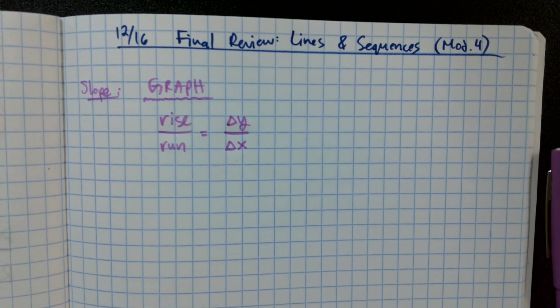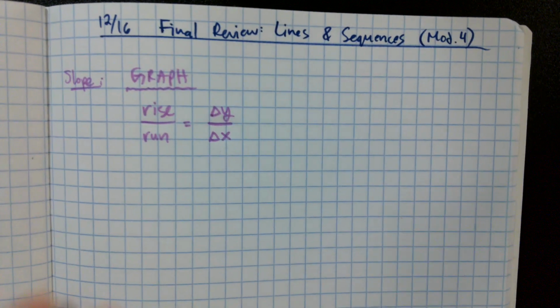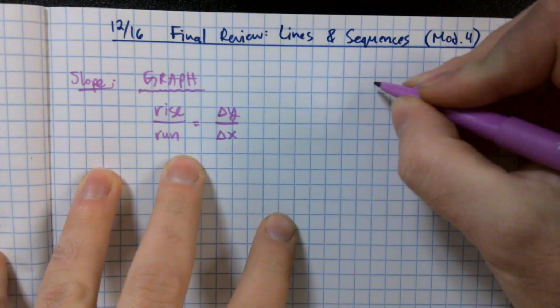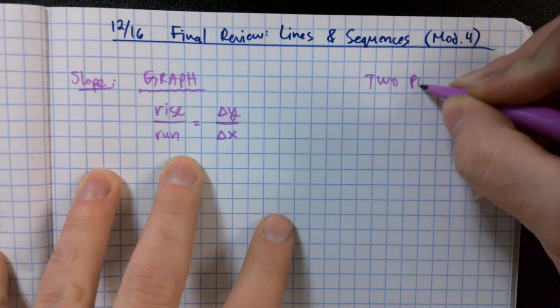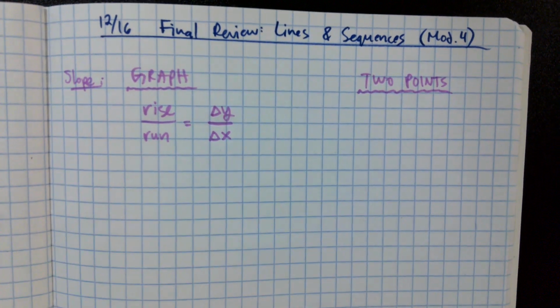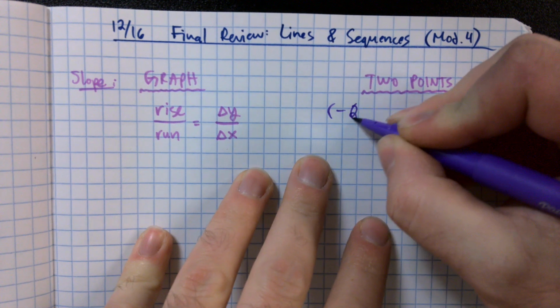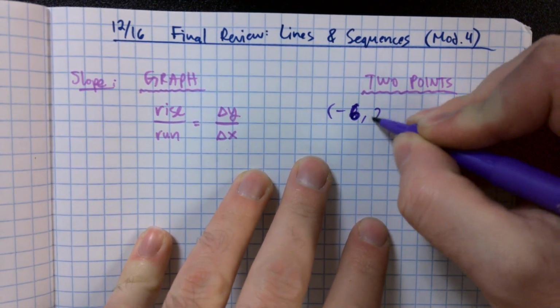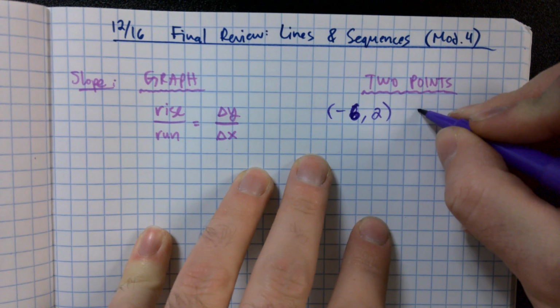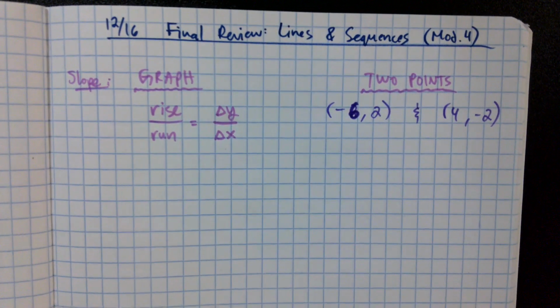All right, now this is super Math 7 review, so we're not going to look at a graph and figure out how to do that. We should already know how to find the slope from a graph. I just want to write that down so we don't forget. If I want to find the slope from 2 points, let's say I give you a line that goes through the points -6, 2, and 4, -2.